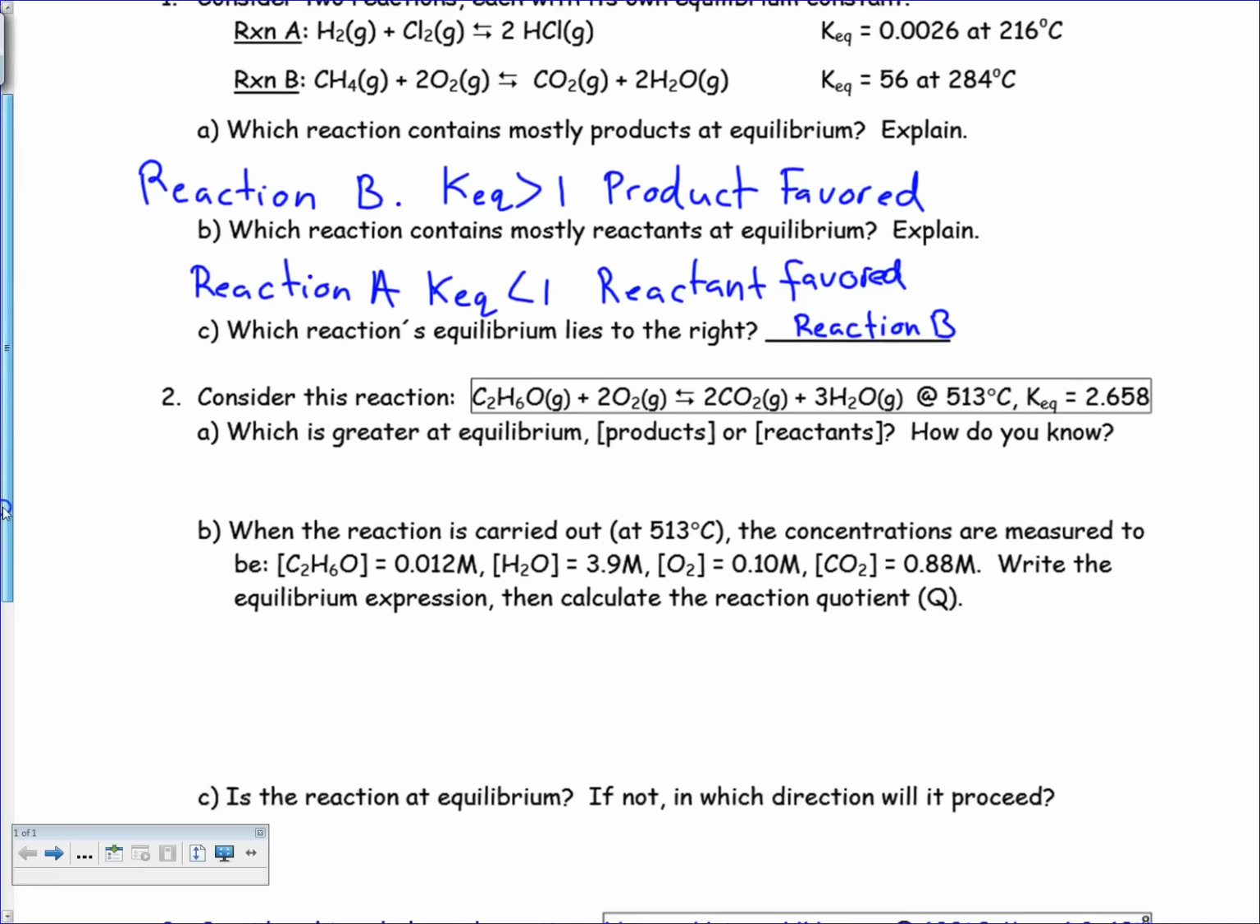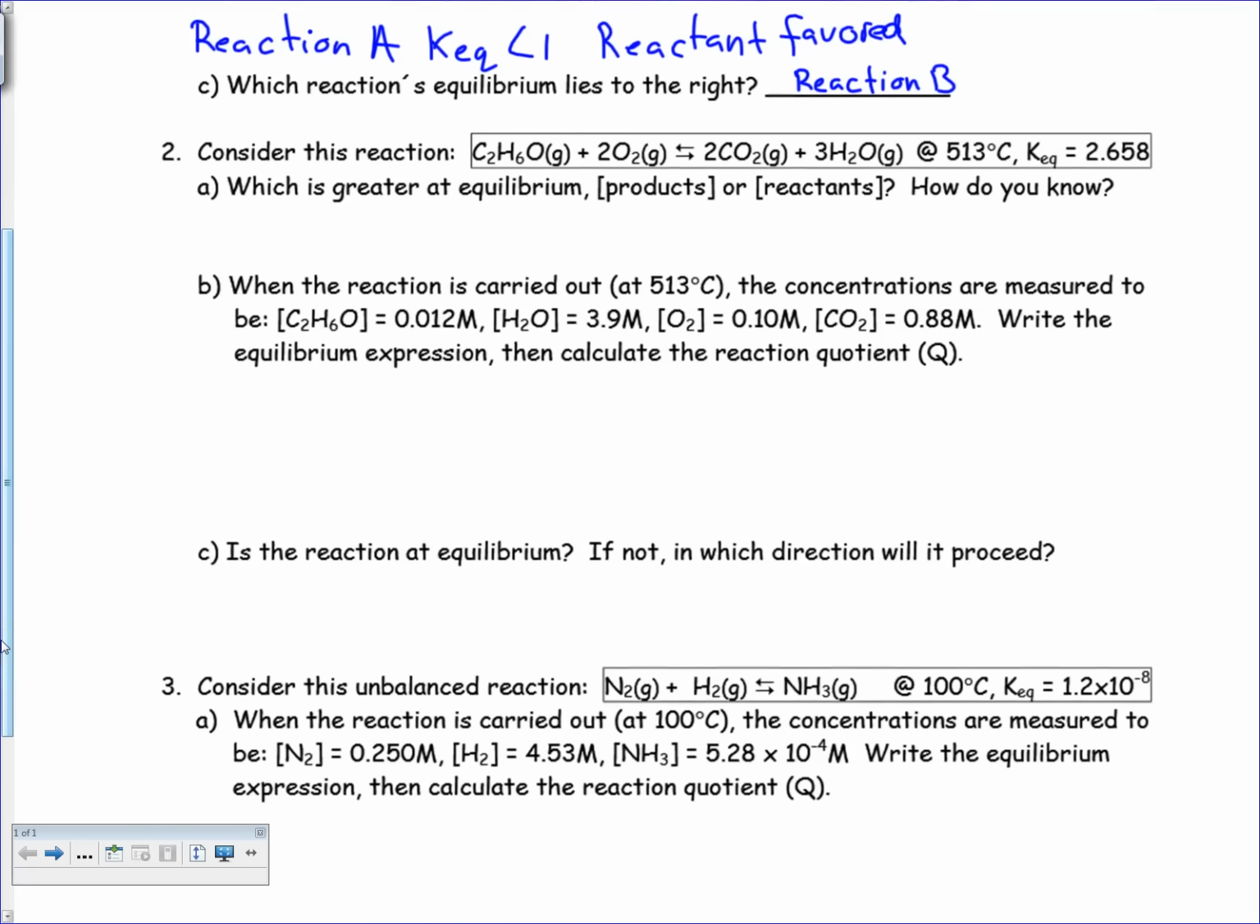All right, so now we're going to do some problems involving the Q here. On this one it says, which is greater at equilibrium, products or reactants? So we look at the Keq. Again, the Keq is greater than 1, so that means that it is going to be product favored.